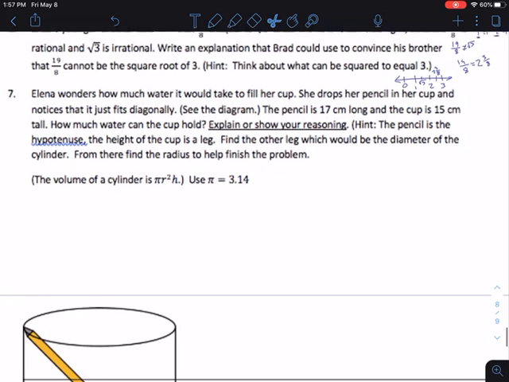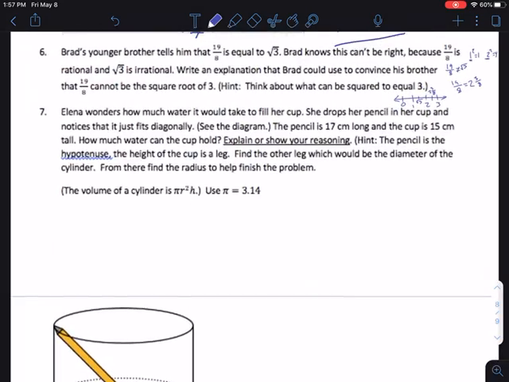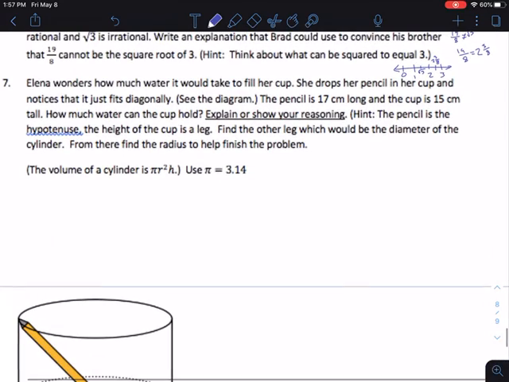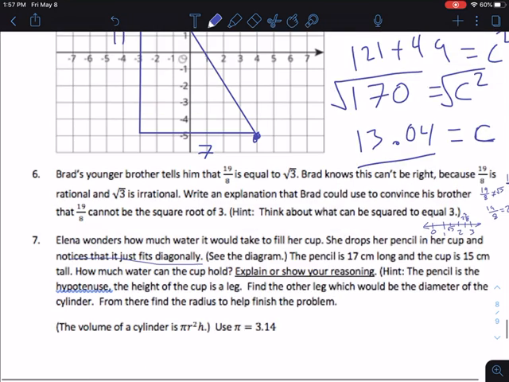All right, this one's a great one. Elena wonders how much water it would take to fill her cup. Okay, so Elena's got a cup. There it is. She drops her pencil in her cup and notices that it just fits diagonally. See the diagram? It fits diagonally. Wow. Way to go, Elena.